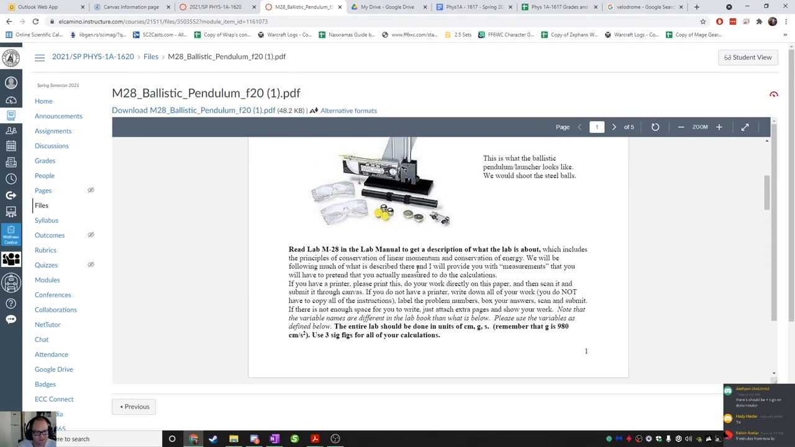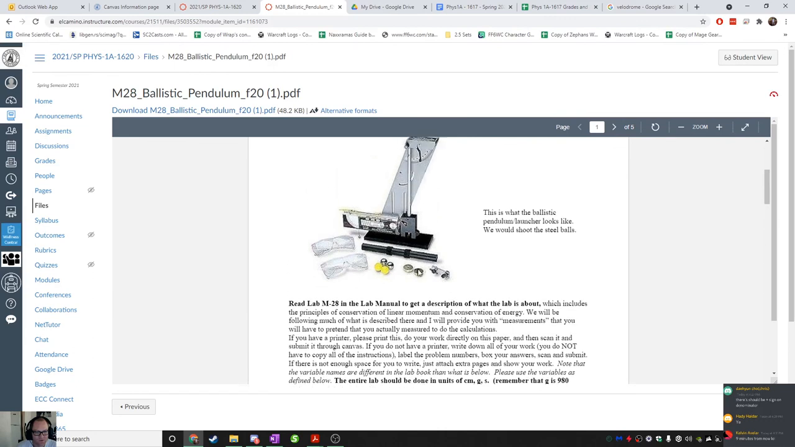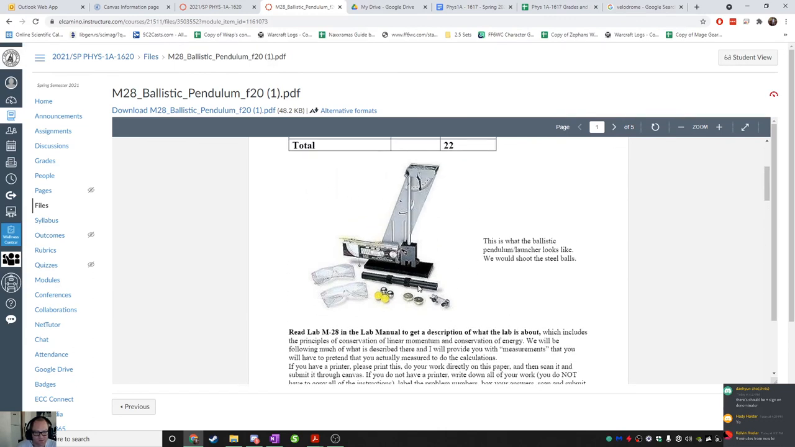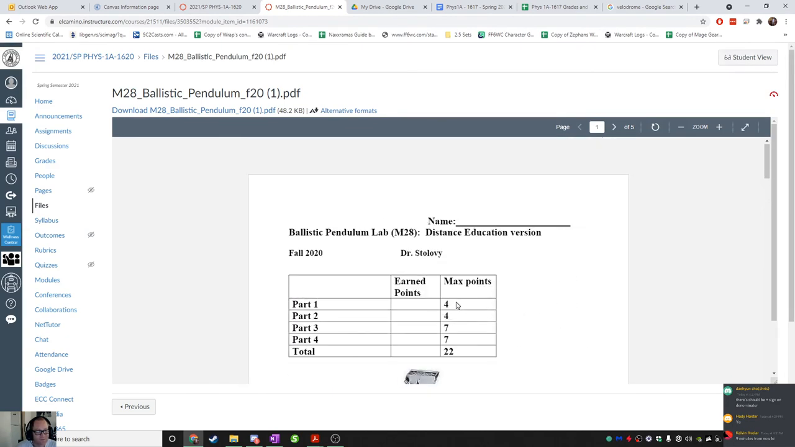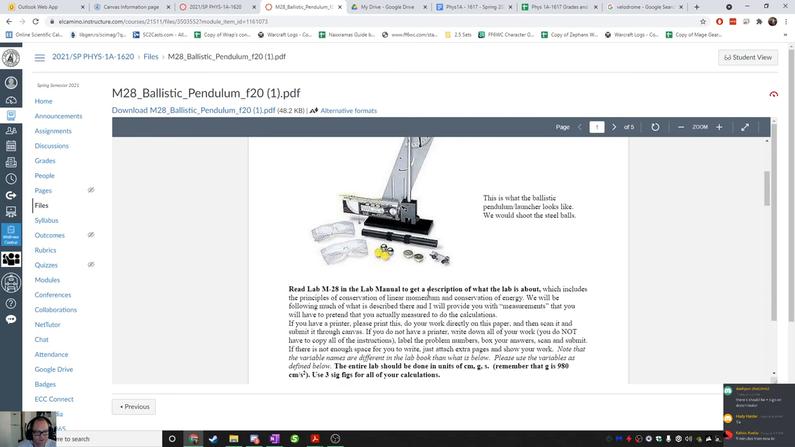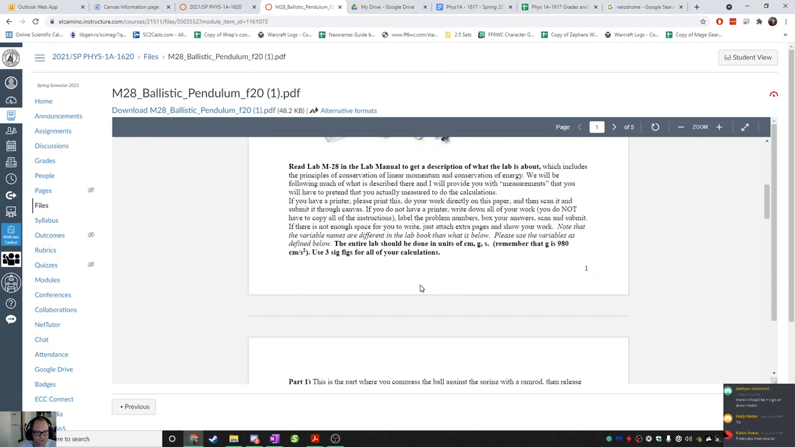Before next time, try to take a look at this right here. Let me see if there's anything else I need to give you. So this is a picture of the apparatus that you would have used. You don't have to print this out. By the way, this lab was written by Dr. Stolovy. Yeah, here it is, there's her name right there. So she's the one that put the work together for this.